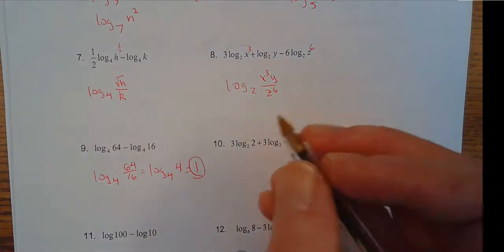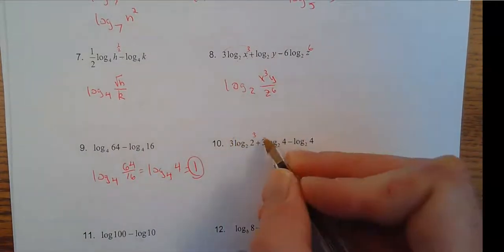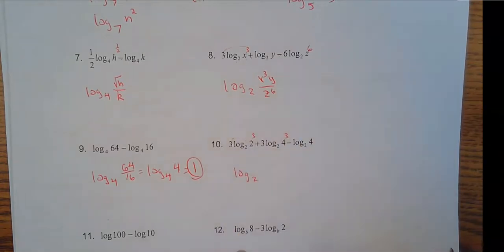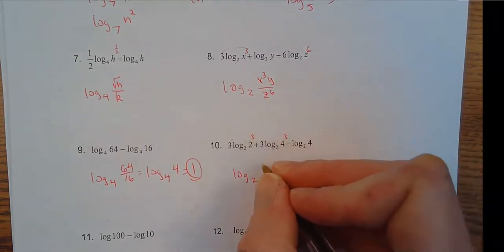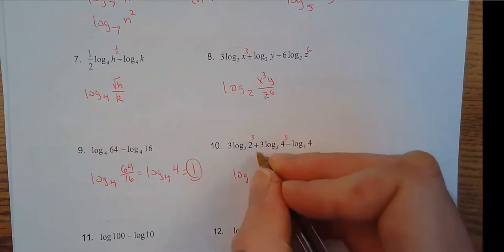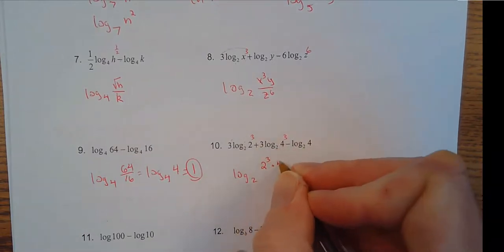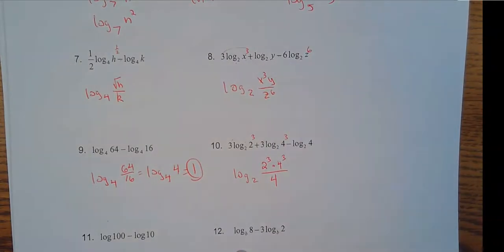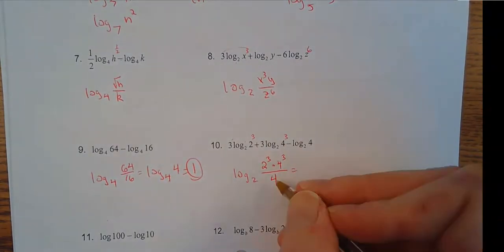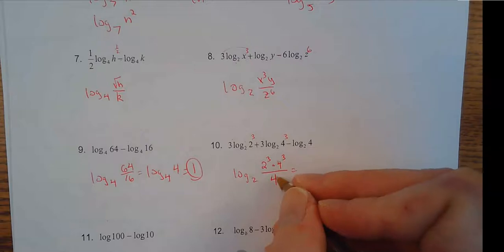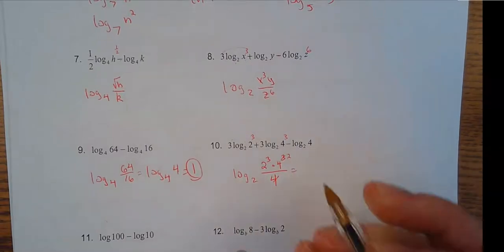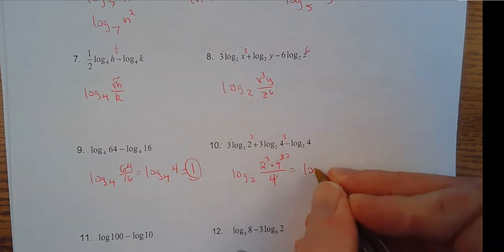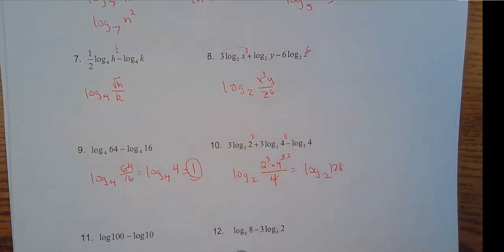Okay, next one. Put the 3 up here, put the 3 up here. They're all log base 2. So log base 2, that'd be 2 to the 3rd, which you can simplify as 8 if you want. Plus means I'm going to multiply by this one, so 4 to the 3rd. Minus means divide by 4. So a couple things you do here. If you have 4 to the 3rd divided by 4, that's really just going to be 4 squared now. But this would be 8. So 8 times 16 is 128. So log base 2 of 128.